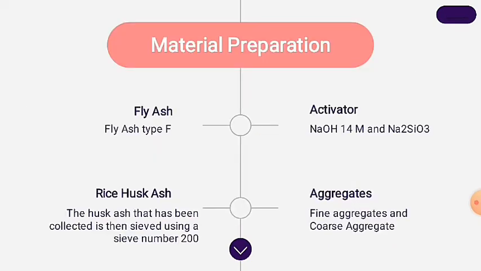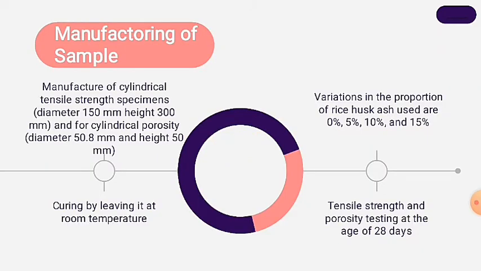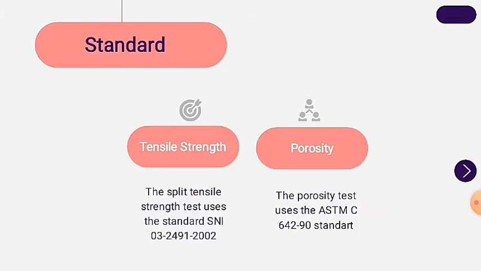Research methodology. This is the amount of material, manufacturing of samples, manufacture of cylindrical tensile strength specimens, and cylindrical porosity specimens. Variation in the proportion of rice husk ash used is 0%, 5%, 10%, and 15%. Testing at the age of 28 days. For the standard, the split tensile strength test uses the Indonesian National Standard 2002. The porosity test uses the ASTM standard.